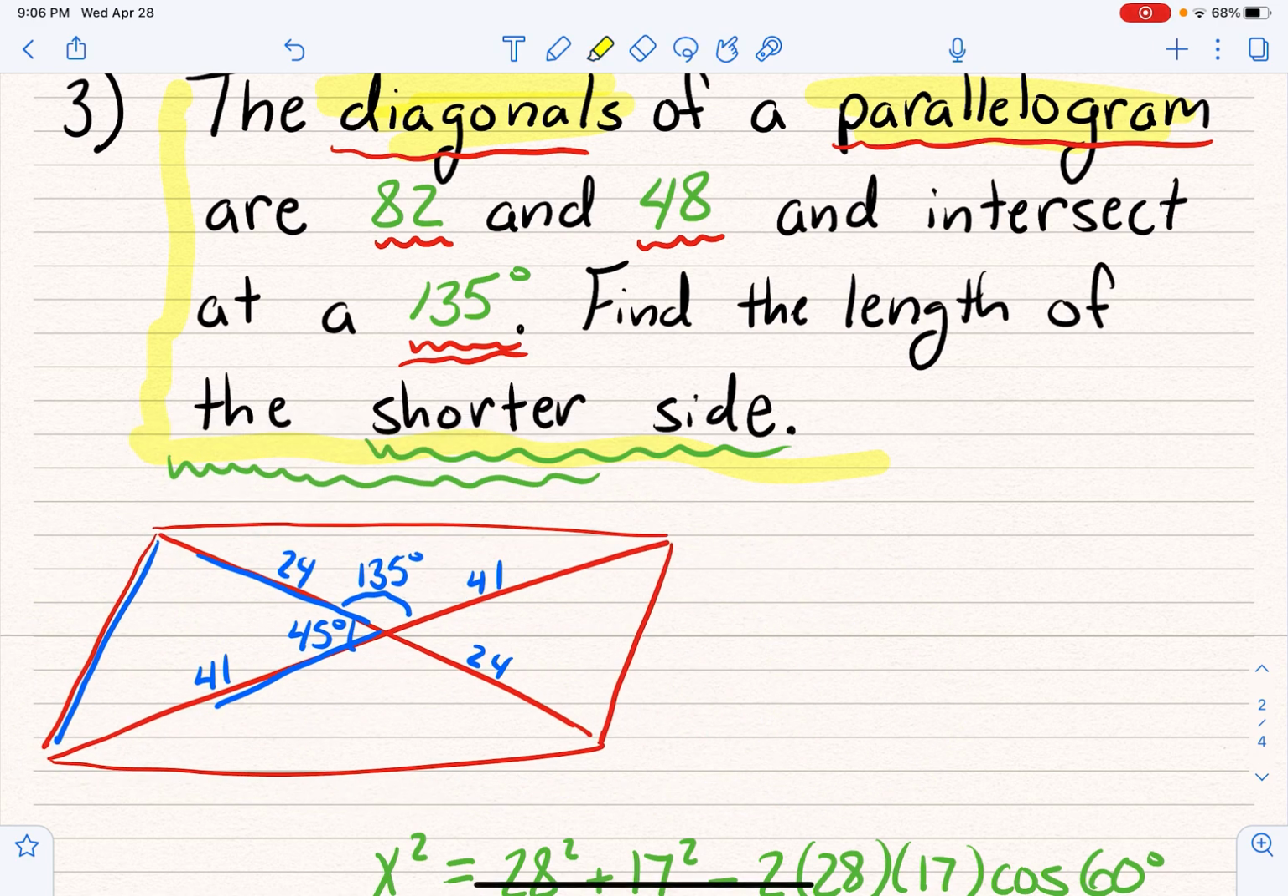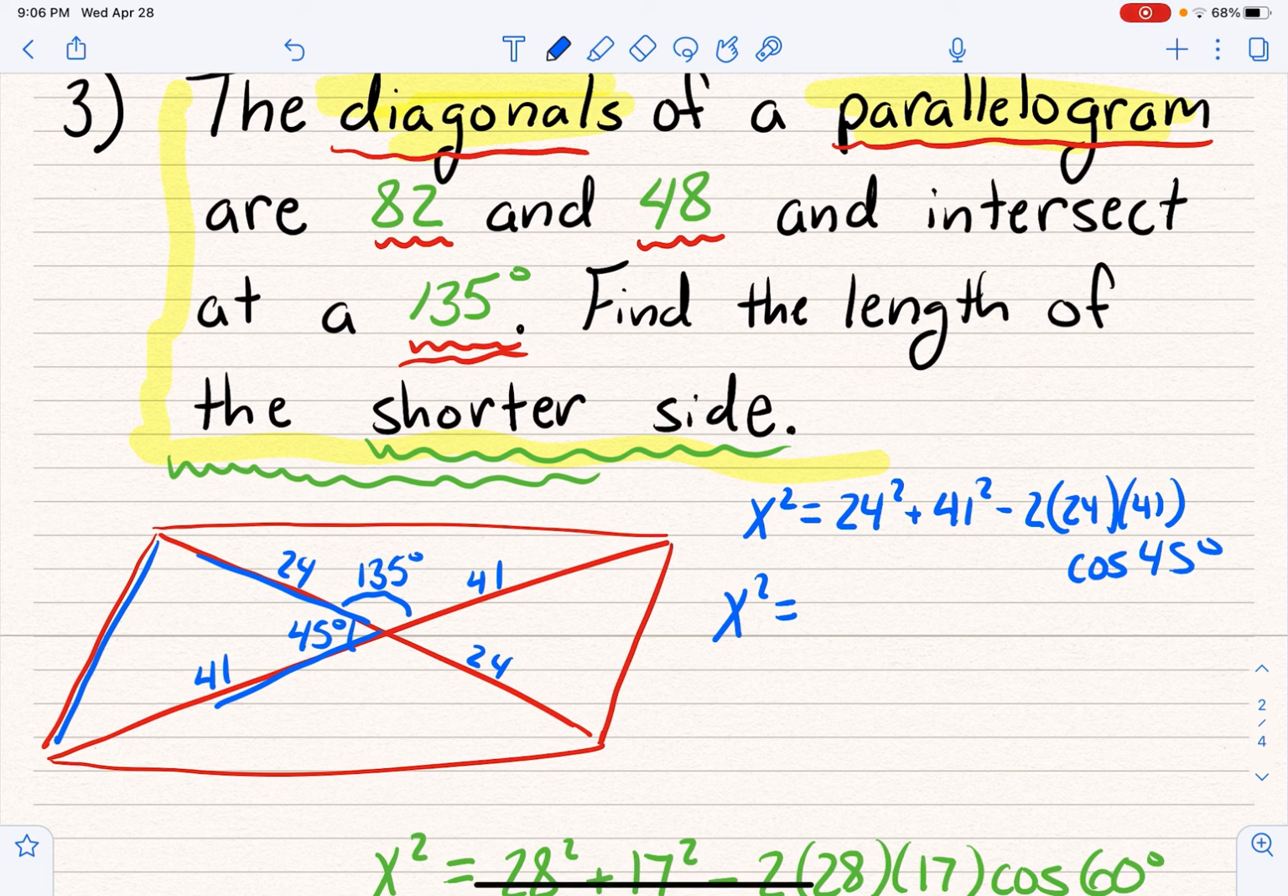There we go. Okay, so now I know that x squared is equal to 24 squared plus 41 squared minus 2 times 24 times 41 times the cosine of 45 degrees. I put that in my calculator: 24 squared plus 41 squared minus 2 times 24 times 41 times the cosine of 45 degrees. And I hit enter, and I get a pretty ugly number, 865.413 something. So therefore, x is about, I take the square root, about 29.417, so that becomes about 29.42. And that is the length of the shorter side of that parallelogram.